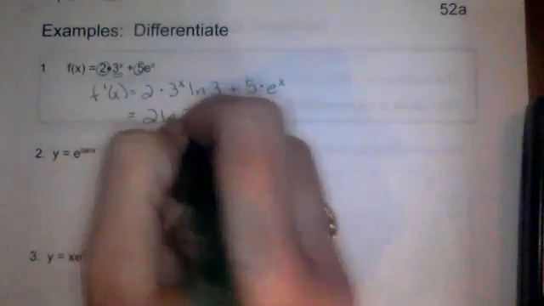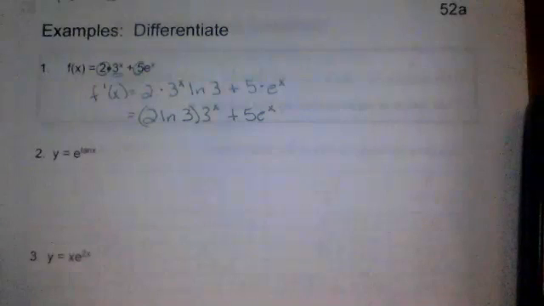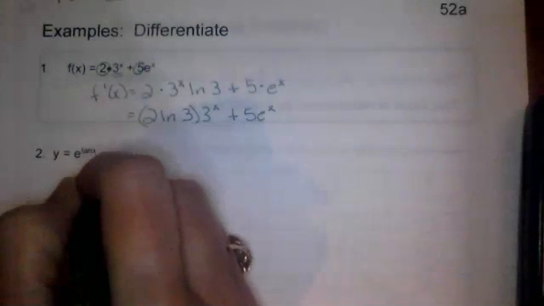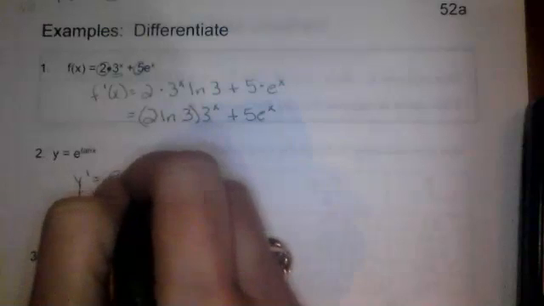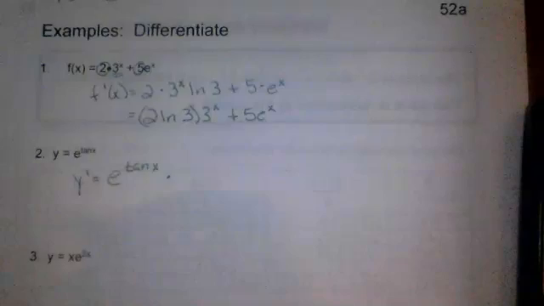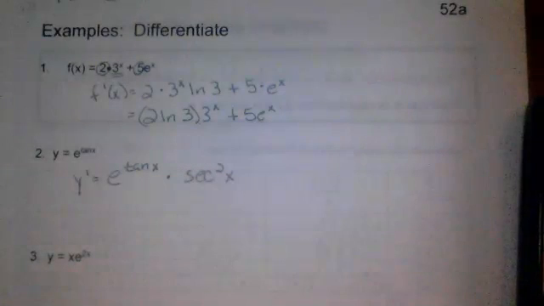So that's about all I can do. I guess I could put the 2 ln of 3 together times 3 to the x. It really doesn't matter. Plus 5e to the x. All right. For this second one, our derivative of e to the u is e to the u. So e to the tangent x power times the derivative of the exponent, which in this case is secant squared x. That's pretty much it. That's all we can do.